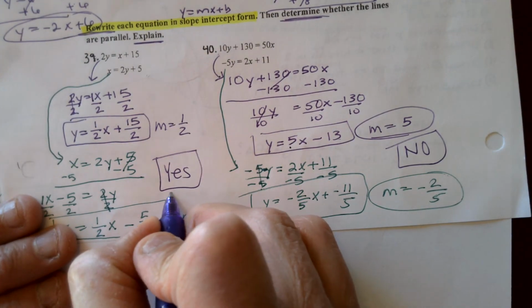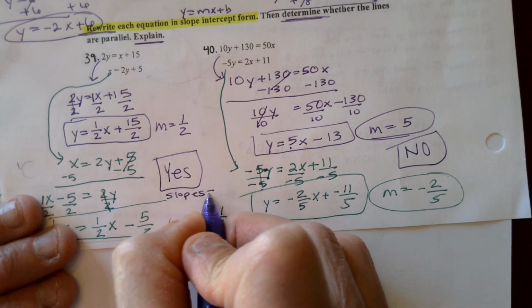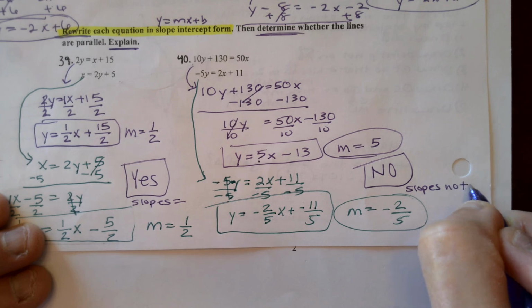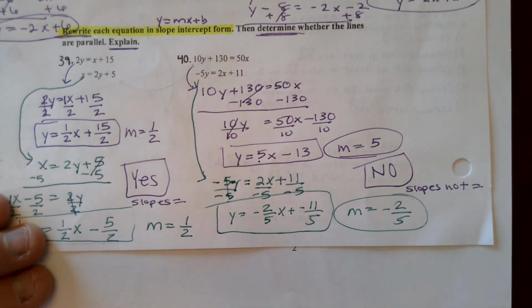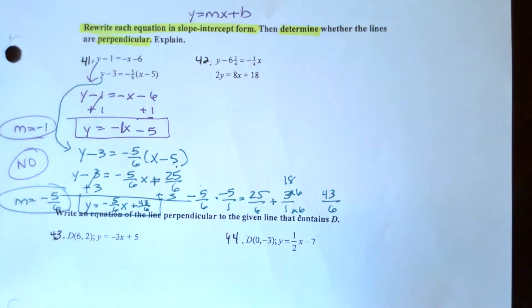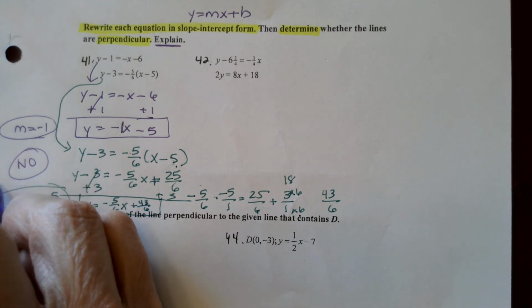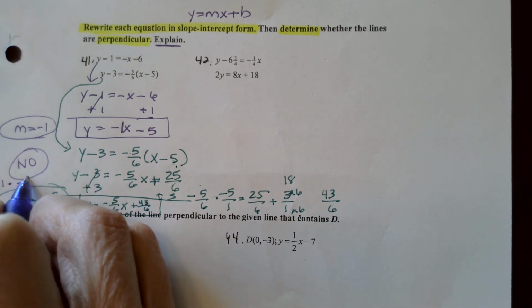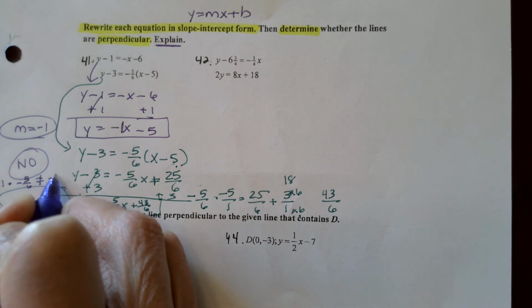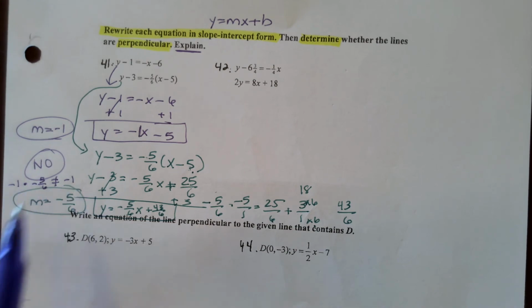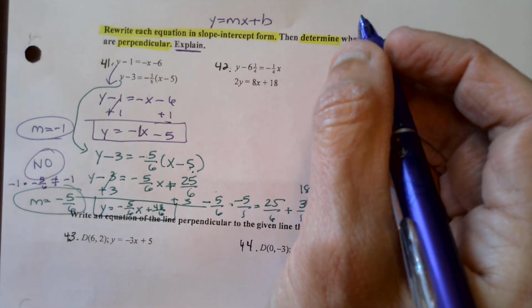These are easy. Slopes equal. Slopes not equal. Thank you. Somebody must have been screaming at me, saying you're forgetting something, Mrs. Sola. Because there is that. Now, how do you explain it here? Because negative 1 times negative 5/6 does not equal negative 1. Remember, it's going to equal negative 1. That's all. You can just write that. That's fine. Okay, next.